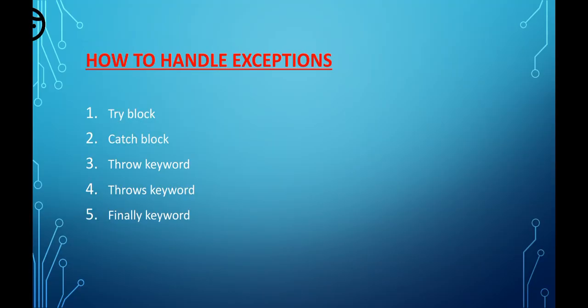So here we go, how to handle exceptions. We have 5 kinds of things to use: the try block, catch block, throw keyword, throws keyword, and finally keyword. I'll let you know the importance of these in handling exceptions.